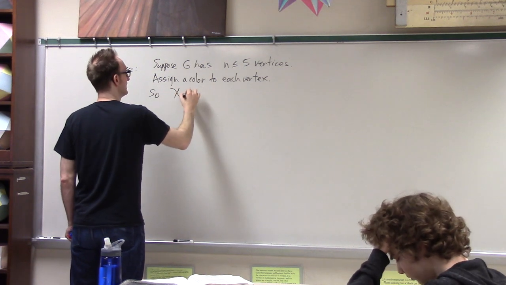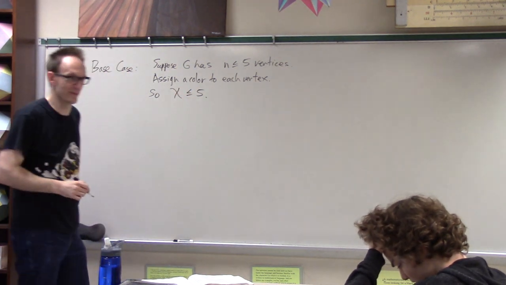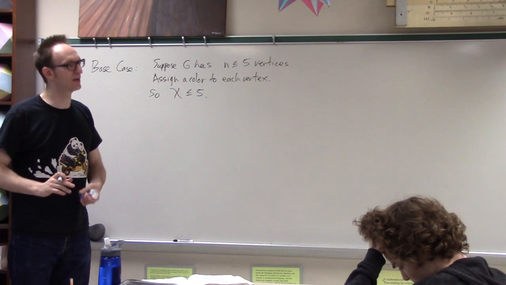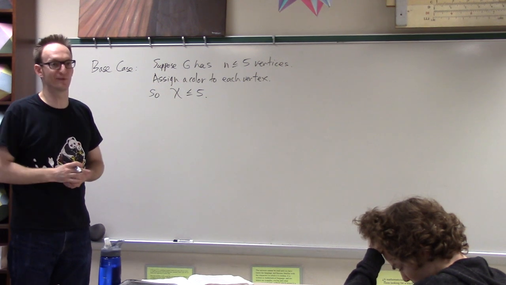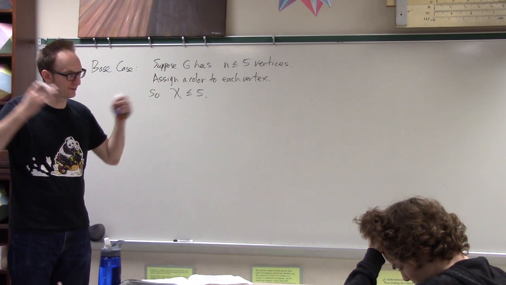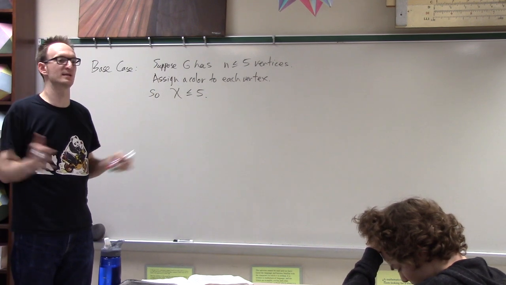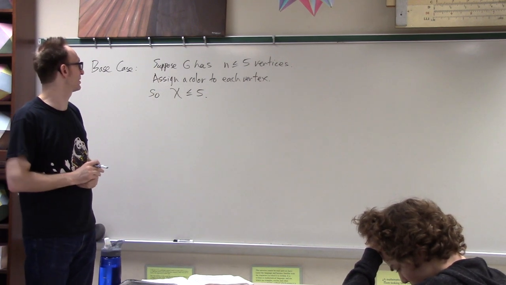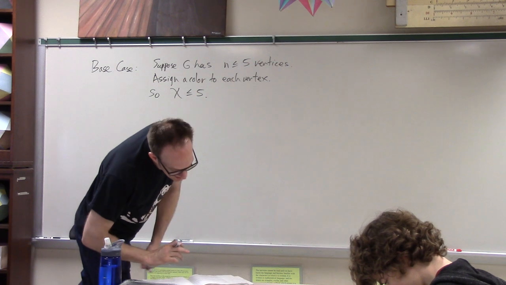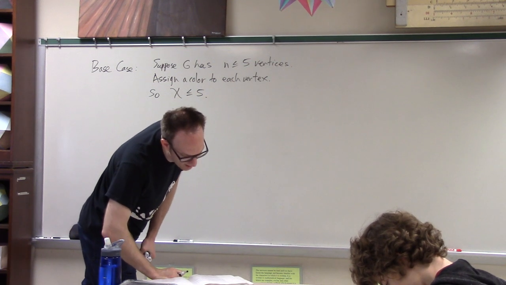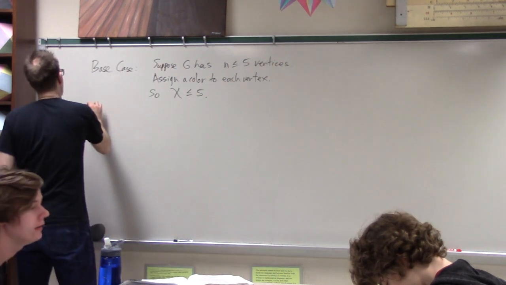Chi is clearly less than or equal to 5. Remember, chi is the minimum number of colors required to color all the vertices in such a way that no two adjacent vertices have the same color. Okay, good. So now we will do our inductive hypothesis.